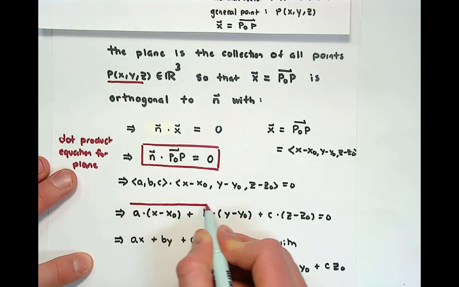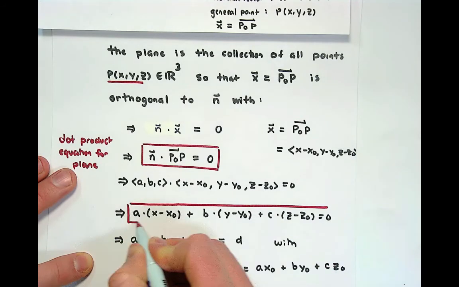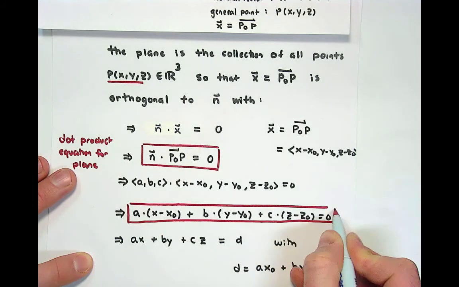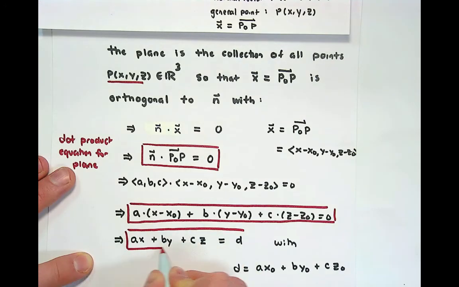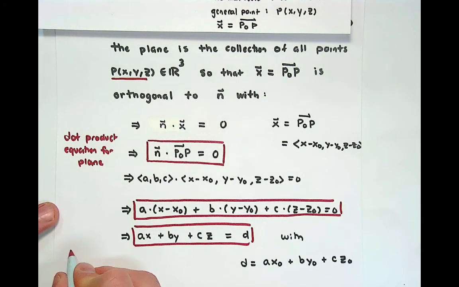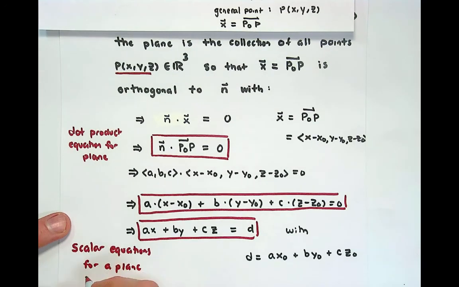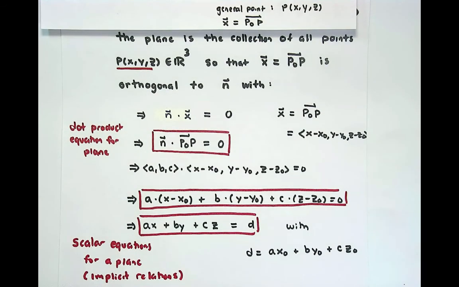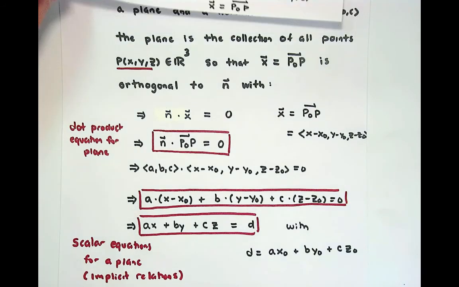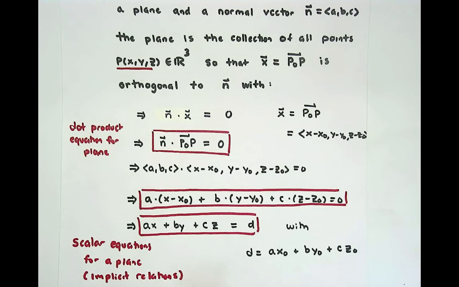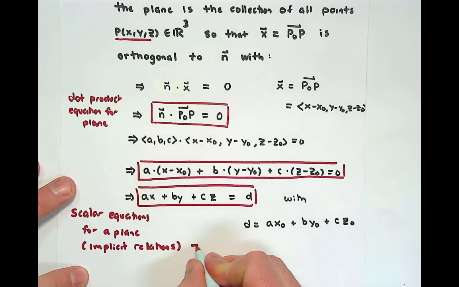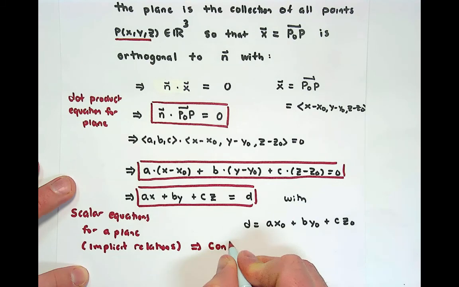These are two different scalar equations for the plane, and notice that both of these are implicit relationships, which we'll highlight in a second. So I like to think about these as what I would call scalar equations for a plane, and these are implicit relationships. And the moment we know that they're implicit relations, that means that when we were going to graph them in Mathematica, we would probably use ContourPlot3D, since they're in 3D.